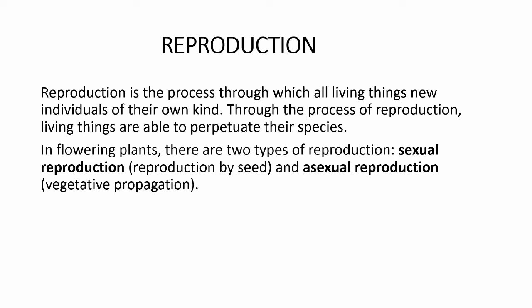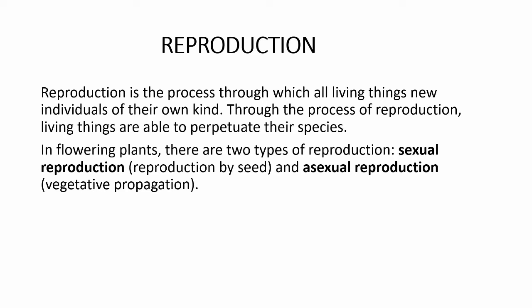Sexual reproduction in the general term is talking about a kind of reproduction which involves two gametes. We have the male gamete and the female gamete fusing together to form what we call a zygote. So sexual reproduction in plants is a kind of reproduction which is done by seeds.